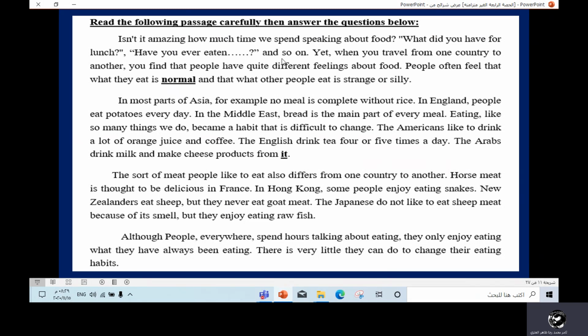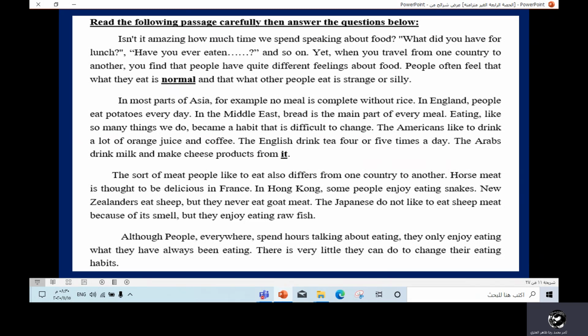By the way, the first paragraph was talking about the different feelings about food, okay? In most parts of Asia, for example, no meal is complete without rice. In England, people eat potatoes every day. In the Middle East, bread is the main part of every meal. Eating, like so many things we do, became a habit that is difficult to change.